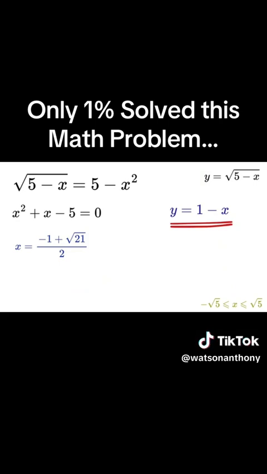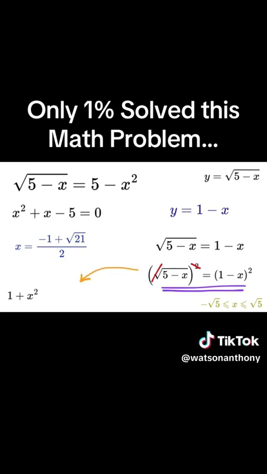Now consider case 2. We have y equals 1 minus x. Substitute y to get this. Then square both sides to eliminate the square root. Expand this to get 1 plus x, square minus 2, times x equals 5 minus x.